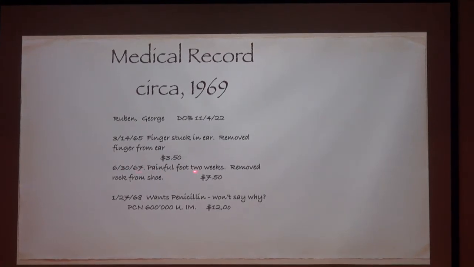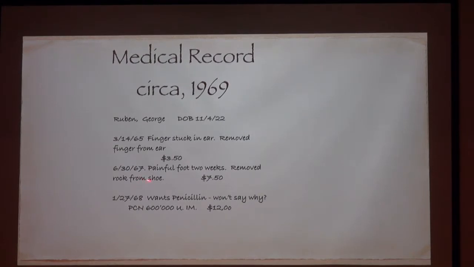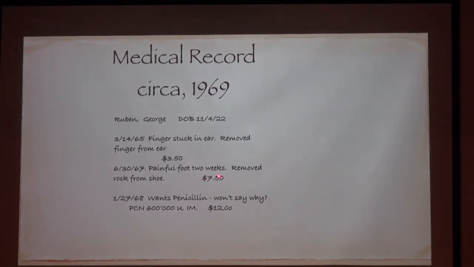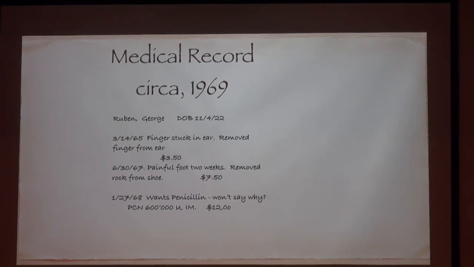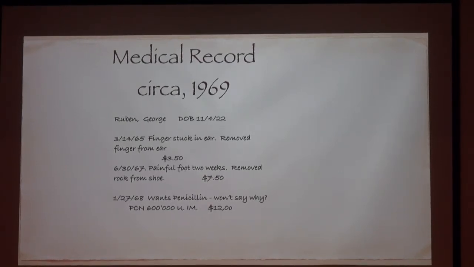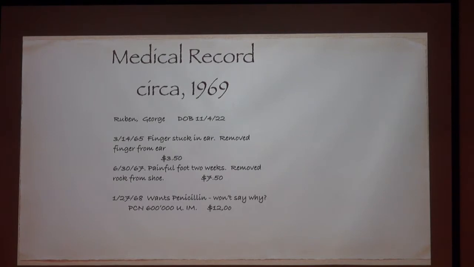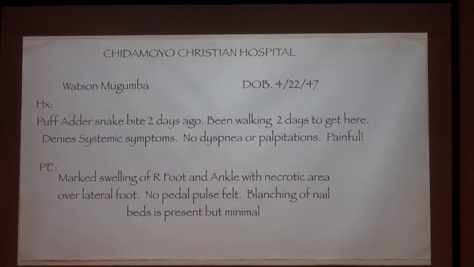He was seen in '67, painful foot for two weeks. Removed a rock from his shoe, $7.50. Then in '68 he was seen, he wanted penicillin, but he wouldn't tell his story. So he got 600,000 units of procaine penicillin, $22. So George, you might have to explain that to us. That's not me, I wasn't born in '22.